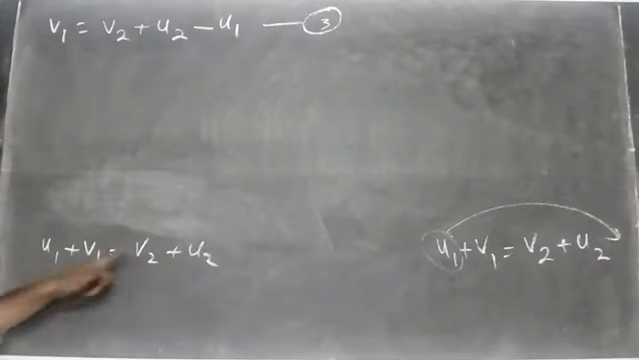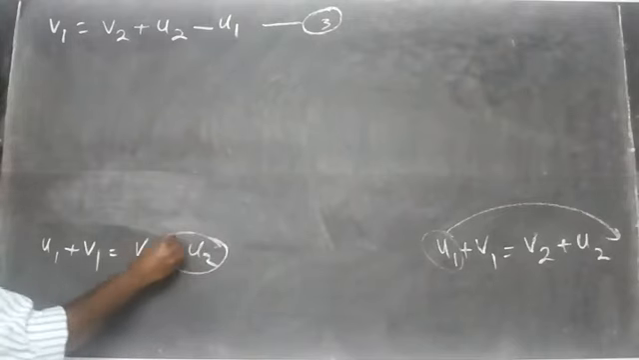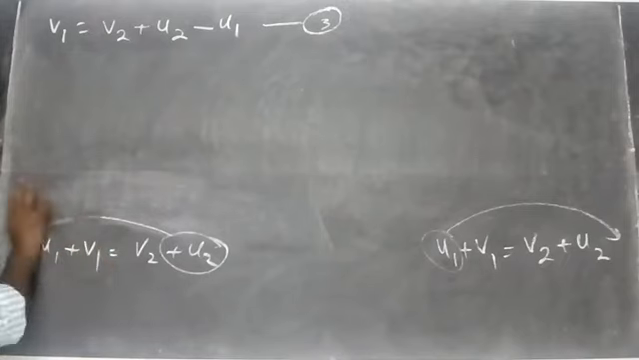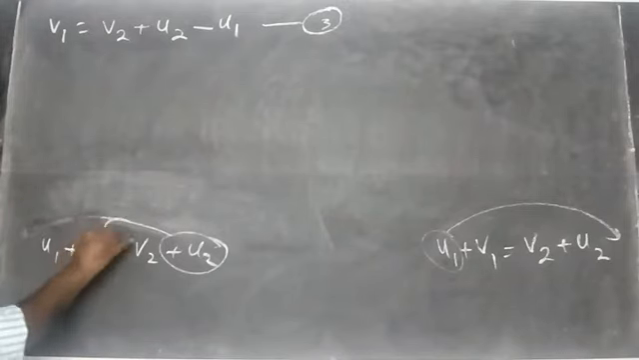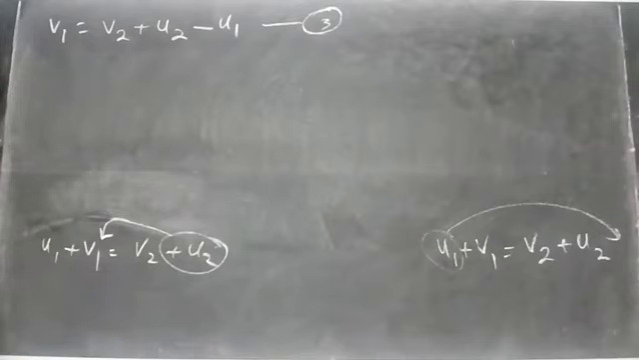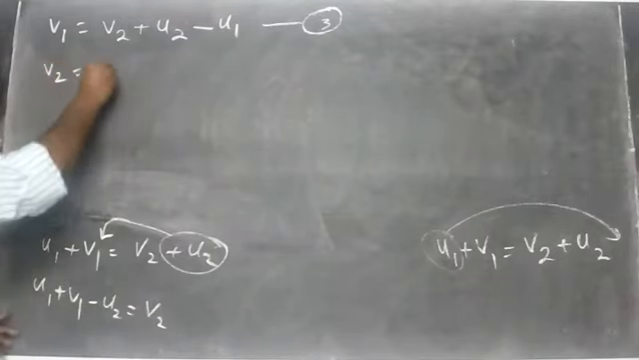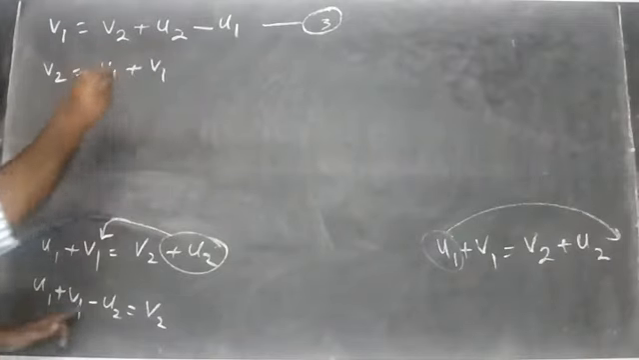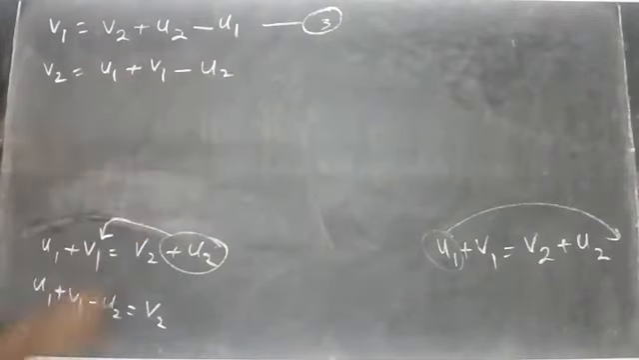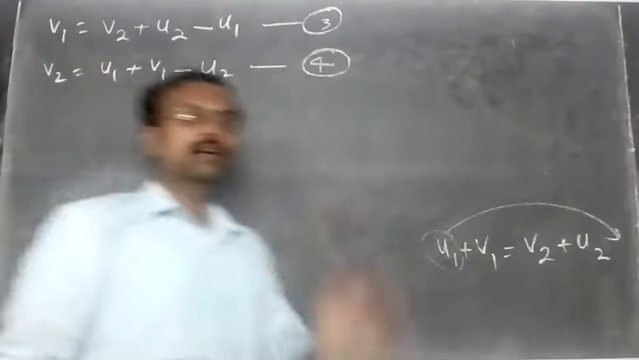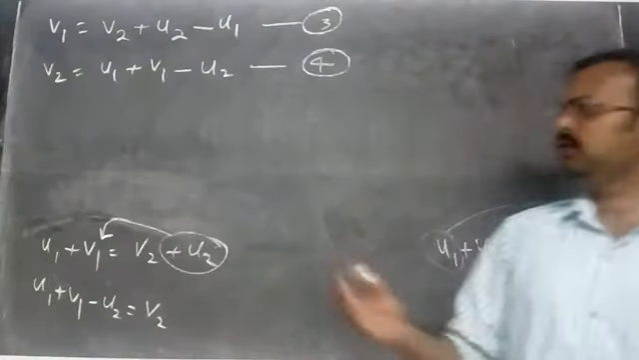From this, what's v2 equal to? For that, this plus u2 that is there, you take it to this side. I'll take it here. Then it's easy. So what will happen? u1 plus v1 minus u2 is equal to v2. Rearranging, v2 is equal to u1 plus v1 minus u2. This is equation number 4. This equation we're going to use later to solve the sums.